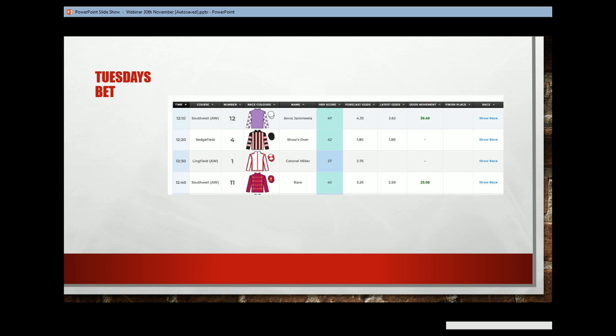Forecast 4.33, latest 2.62. So money had gone down in the latest odds there. The odds were reduced because the horse was fancied. The odds movement was 39.49 and the money continued to go down. This was taken about 11 o'clock. And I think if you'd looked at 8 o'clock, the odds movement would have been 21%, as I recall. But when this was taken at 11 o'clock, the odds movement was 39.49. Result, Anna Jamila, running away.